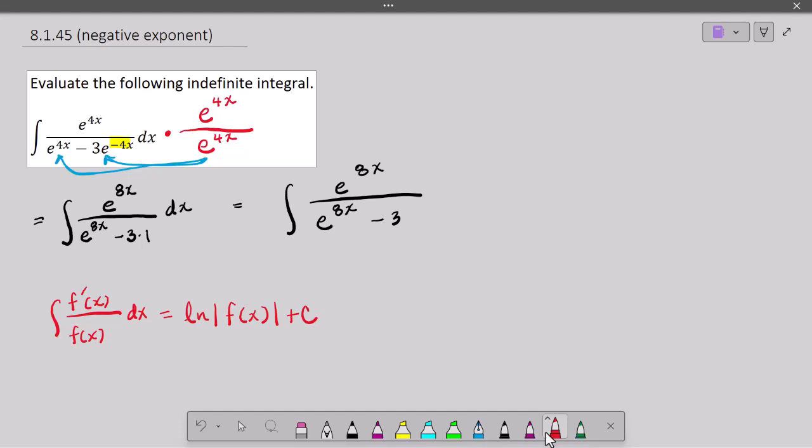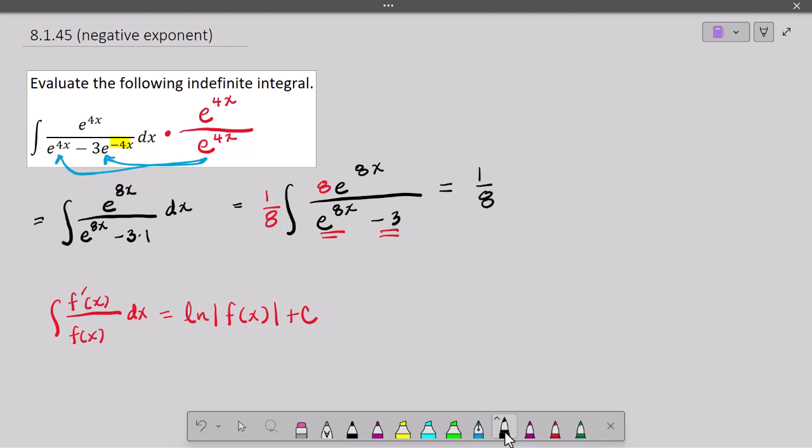When we look at this function here, if we had an 8 right there, now the numerator is the derivative of the denominator. The derivative of negative 3 is 0. The derivative of e to the 8x is itself multiplied by the derivative of the exponent. Now, if we just pop an 8 in there, that's going to offset the value, so we have to counter that by dividing by 8. If we multiply the numerator by 8, we need to multiply the denominator by 8 to preserve equality.